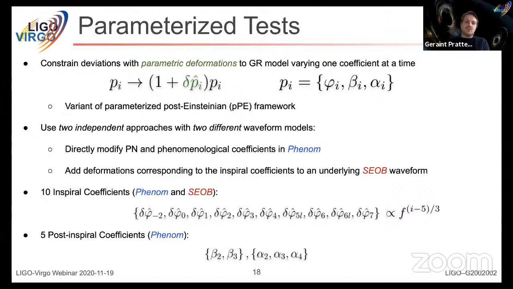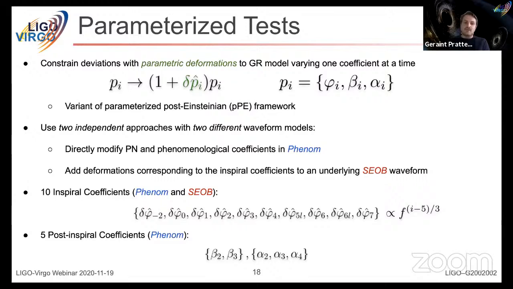Now, we actually implement two independent approaches that use two different waveform models. In the first approach, we directly modify the post-Newtonian coefficients in the IMRPhenom model that Serguei just introduced. And in the second approach, we add deformations that correspond to these post-Newtonian inspiral coefficients to some underlying SEOB waveform model that, again, Serguei nicely discussed. So this gives us 10 inspiral coefficients that we analyze with both the Phenom and SEOB waveform models. This helps gauge against systematics and is a good cross-check.